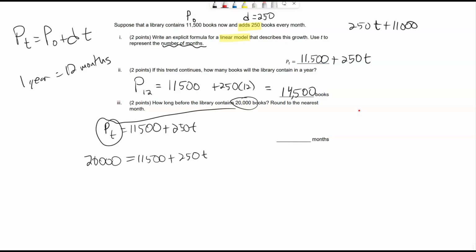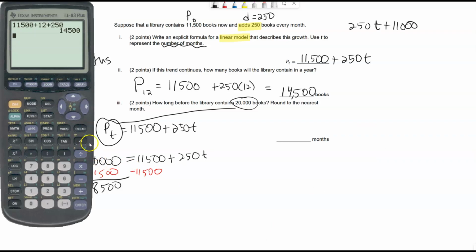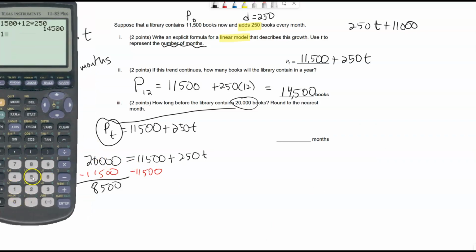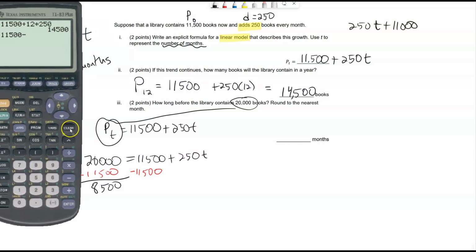Now we go through our arithmetic. Let's subtract the 11,500. And that would be, let's see, 500 would get us to 12,000, so 8,500. But let's double check that. 11,500 minus, oh, I'm doing it wrong. This is kind of weird to do backwards. I just know I'll get the negative answer. Yeah, 8,500. And then that's going to be divided by 250.